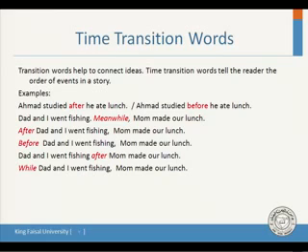Dad and I went fishing. We went fishing. Meanwhile, at the same time, Mom made our lunch. We were fishing and Mom was cooking lunch at the same time. Meanwhile, after Dad and I went fishing, Mom made our lunch. This is different. We went fishing, then after that, Mom made our lunch. Before Dad and I went fishing, Mom made our lunch. Different meaning.